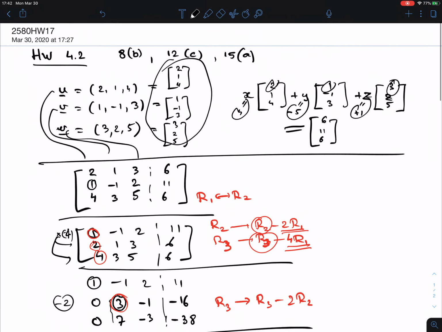That was, what was that? 12C. So in 12C, what was the question? Now we have vectors, and the question is, is it in the span or not? Now we don't know, so you have to check. And again, let's write the vectors. I'm going to write them already as columns, because that's how we're going to work with them.